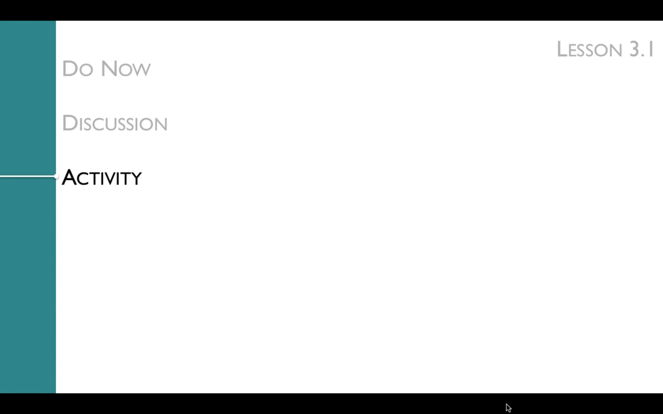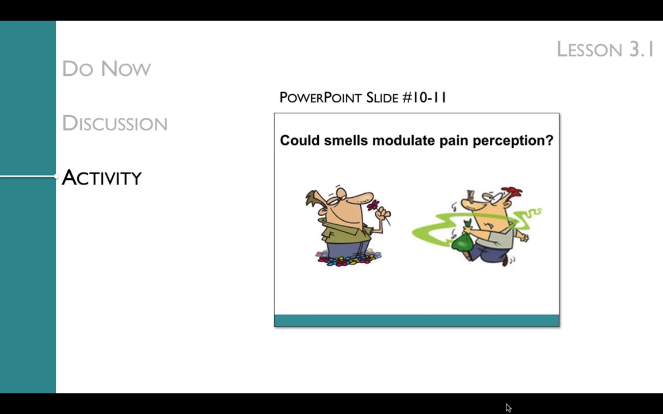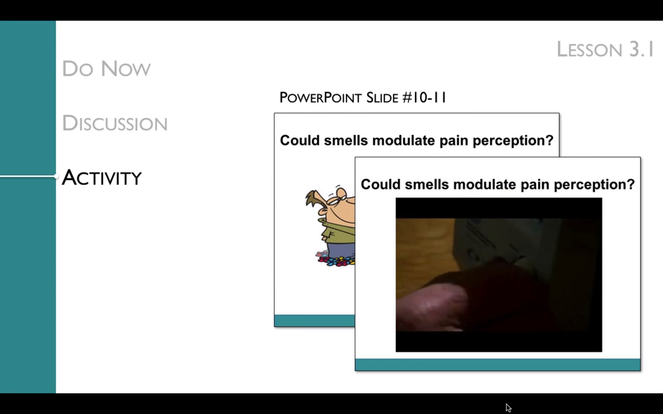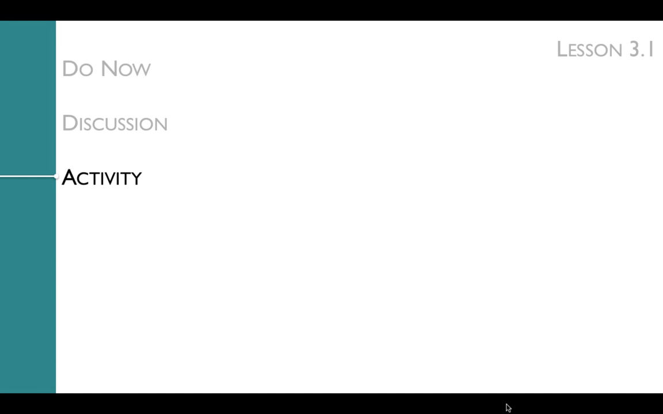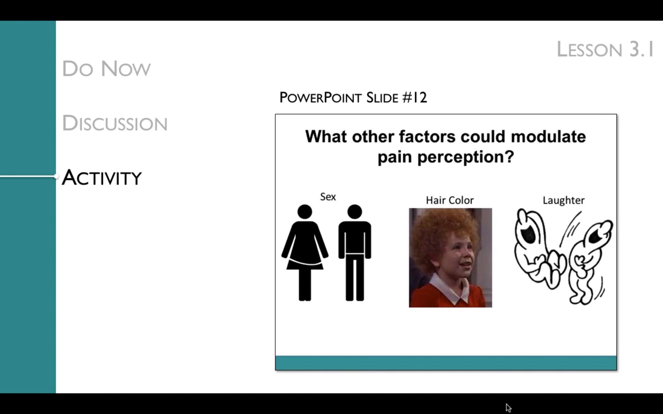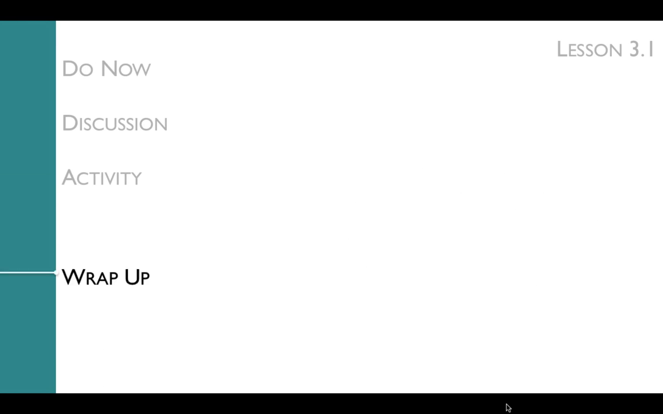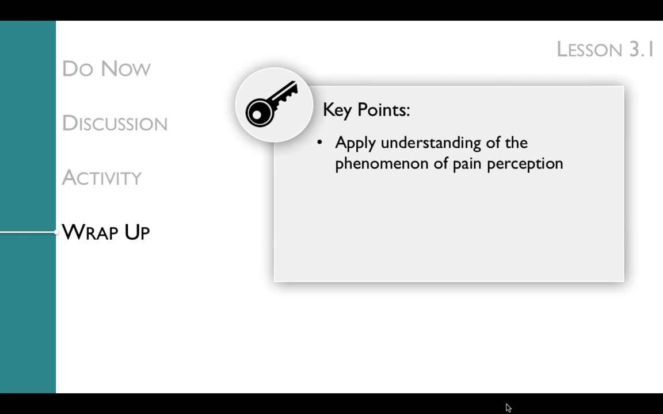Then we'll repeat this discussion, only this time asking the class whether they think smells could modulate pain perception, and how could they test it. The video embedded on slide number 11 shows exactly this experiment. The activity ends with a brief overview of other factors that have been shown to modulate pain perception, including sex, hair color, and laughter.